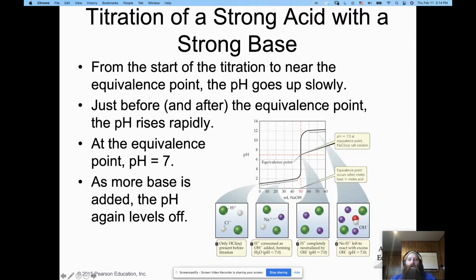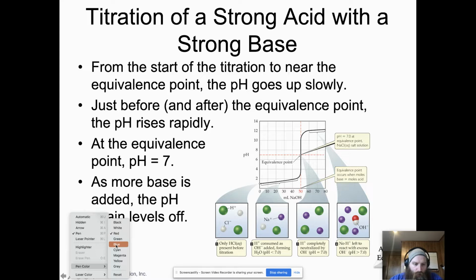All right, in part two, we're going to pick up with titrations. Let's grab a pen here and we'll jump right in.